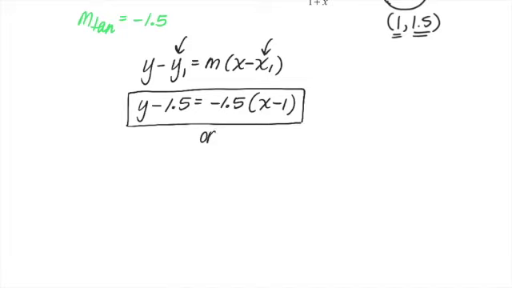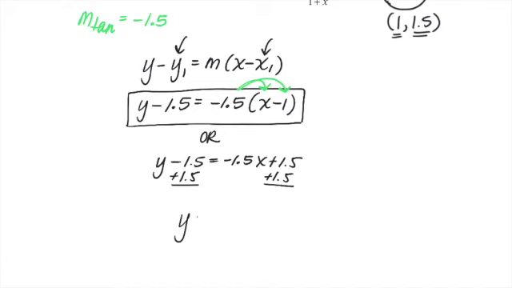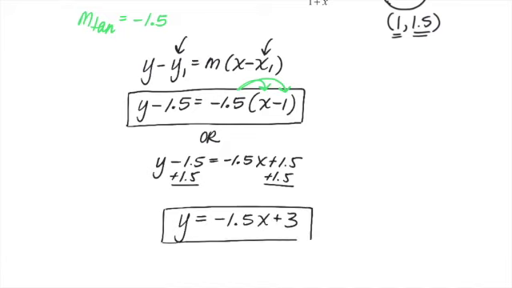However, if your instructor wants you to write your equation for the line in slope-intercept form, then you would just go ahead and distribute. So I'll show that too. Distribute your negative 1.5, which will give us negative 1.5x plus 1.5, and then just add 1.5 so that you are isolating y. So the slope-intercept form of this line is y equals negative 1.5x plus 3, and this is another acceptable answer, just in a different form.